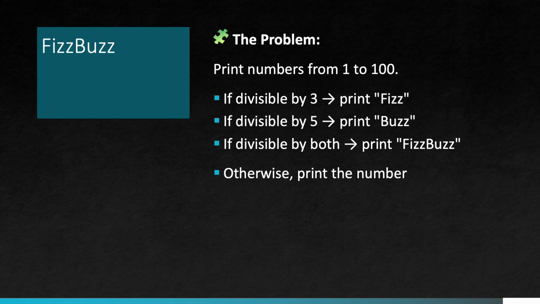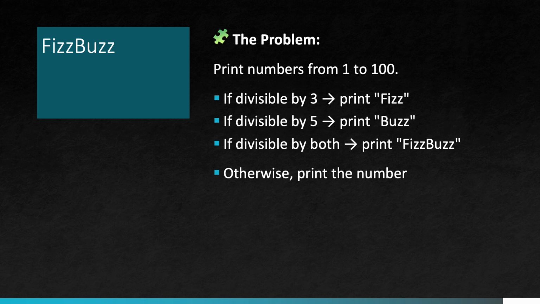We have to print the numbers from 1 to 100. And if that number is divisible by 3, we have to print fizz. If it is divisible by 5, we have to print the string buzz. If it is divisible by both, we have to print fizz buzz. Otherwise, just print the number. It helps me to understand the problem better if I just read it out aloud. Okay, so let's try to solve this problem now.